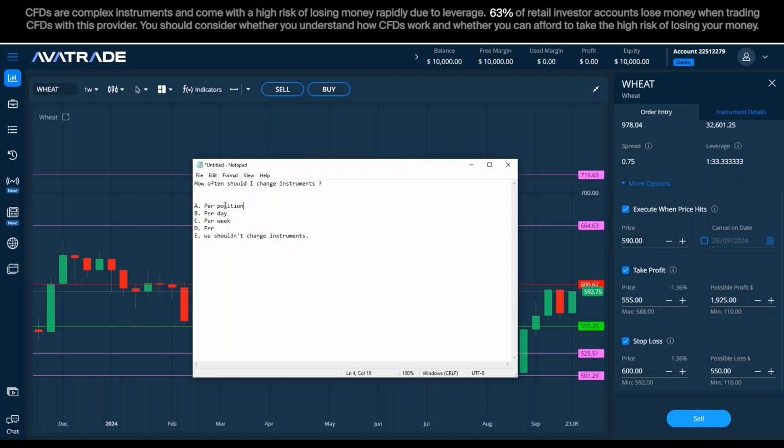Okay, what do you guys think? Should we change instrument every position? One position with wheat, one position with Nasdaq, one position with that. Should we change the instrument per day? Should we change it per week, per month, or we shouldn't change the instrument?